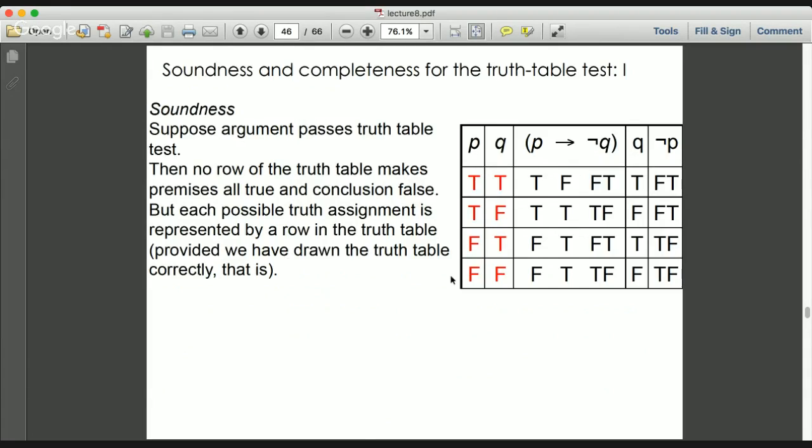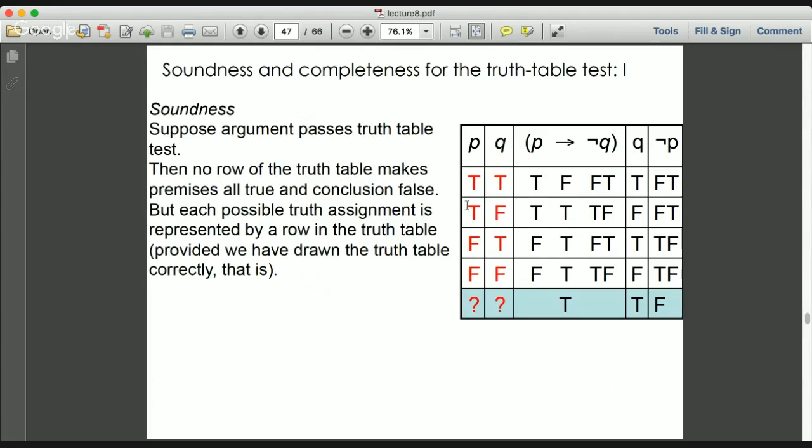But we can, because in a sense, we can test this by running through all of the possible ways that the premises could be true or the conclusion false. There really isn't another way. What other way could there be that makes these premises true and the conclusion false? There couldn't be a fifth row.